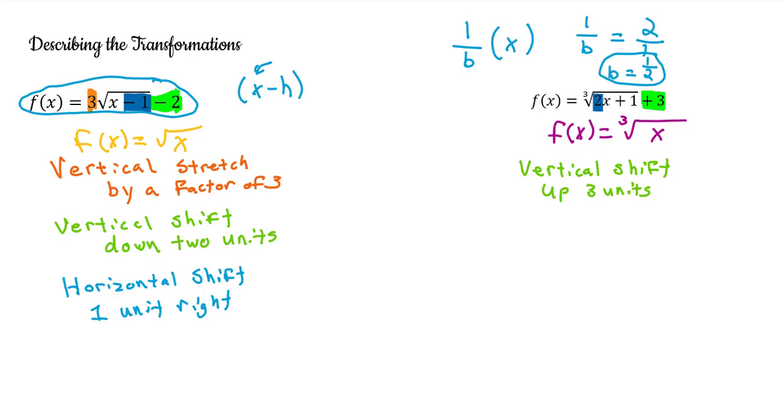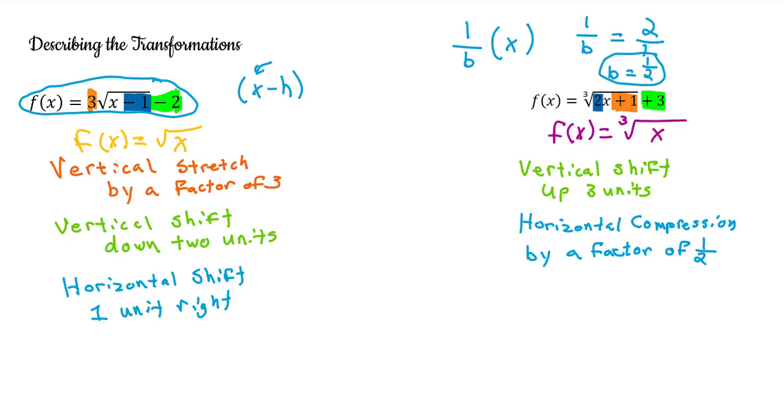So in this case, we can say this is a horizontal compression by a factor of 1/2. All right, cool. Last but not least, we have this transformation right here.